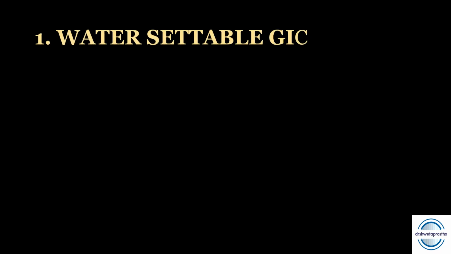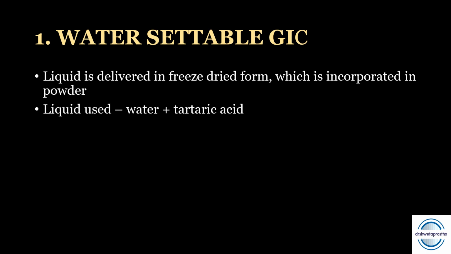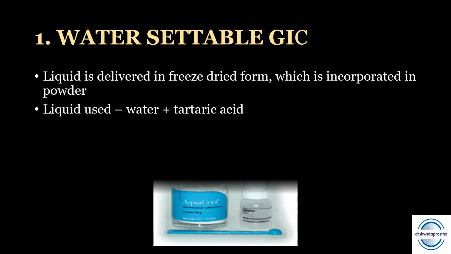The first are the water settable glass ionomer cements. In this, the liquid is delivered as a freeze dried form and it is incorporated into the powder itself. And the liquid which is used for mixing is clean water.